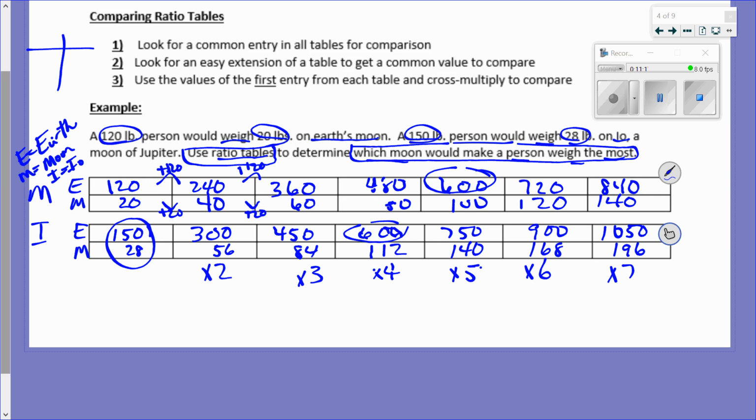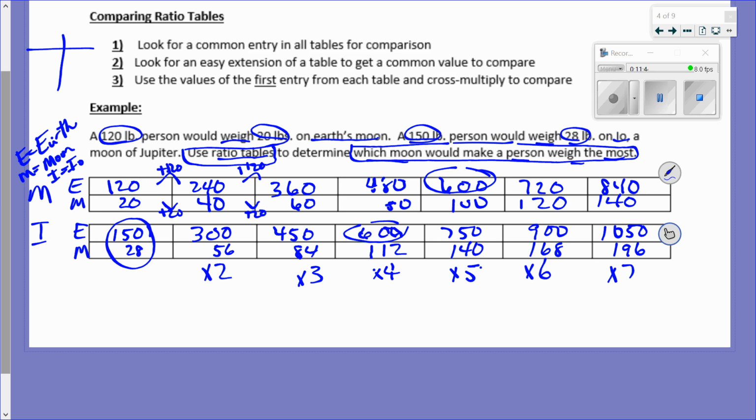And that's really key. I can't do a top line here and a bottom line there. That's not going to work. I got to be comparing the same thing. But once I found that common entry, now I can look at the information that goes with it to make my determination. So which moon would make a person weigh most? That 600 pound person that weighs 100 pounds on the Earth moon, or the 600 pound person that weighs 112 pounds on Io? Which one's most?